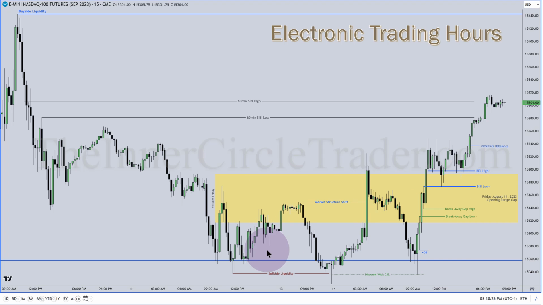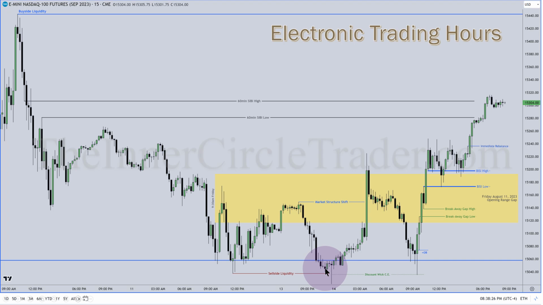Relative equal lows, sell side liquidity. We pierce through that, and then we have a wick. Okay, so this is a discount wick. Midpoint of that is consequent encroachment. You can see we hit that beautifully here at the opening at 9:30. Did not take out the low. We had a shift in market structure here. Very, very energetic price run. It drops down, looks like a bull flag. Retail wanted that to act as a bull flag. Imbalance.